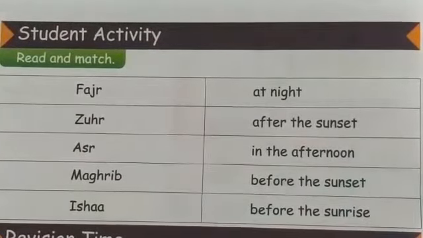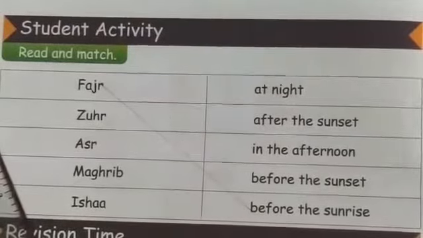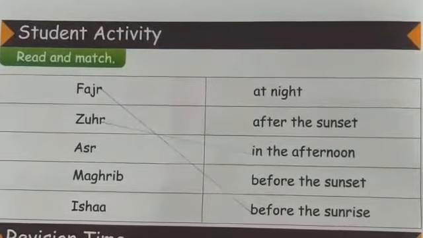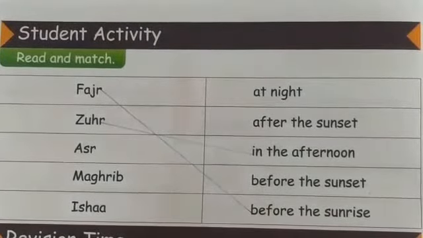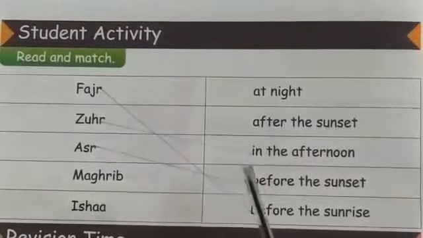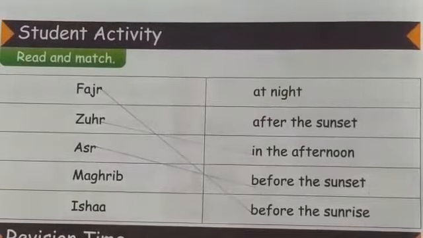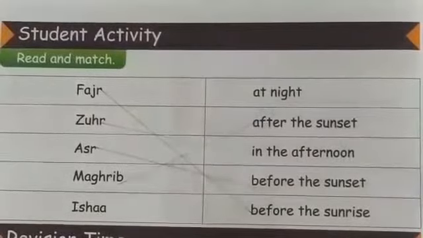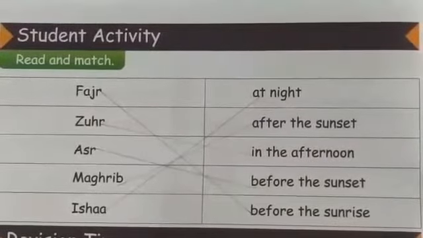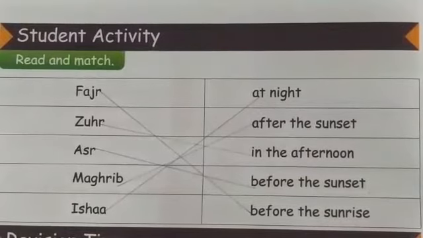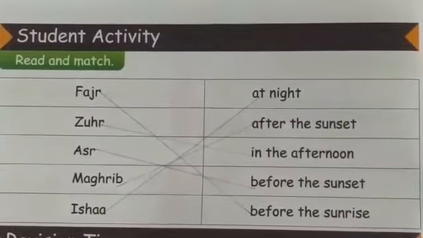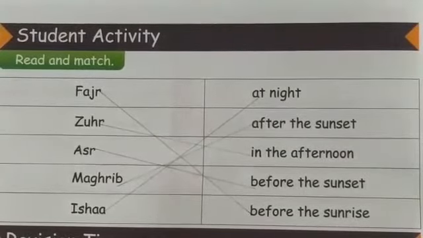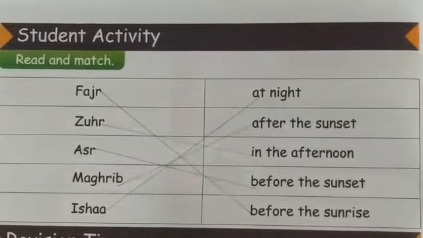Fajr, yes. Fajr before the sunrise. Yes, now look at the Zuhr in the afternoon. And here we have Asr before the sunset. Now look at the Maghrib after the sunset, and Isha at night. So you have to read this and match this. This is a very interesting activity, and this is very important regarding your exams also. So do it properly, and don't forget to learn it properly.